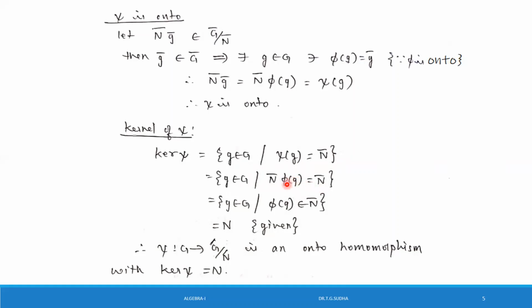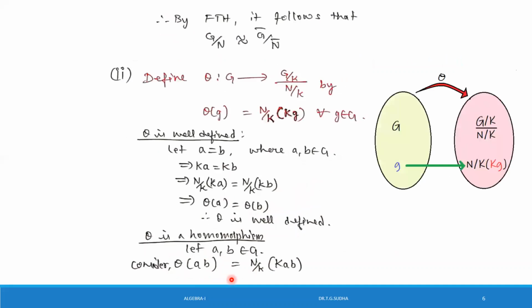Therefore, the element phi of G must belong to n bar. Since phi of G belongs to n bar, this element G will belong to n. Therefore, this is the set which is the given set n. Therefore, kernel of psi is equal to n. Therefore, we have an onto homomorphism psi from G to G bar by n bar with kernel psi equal to n. Now let us make use of the fundamental theorem of homomorphism.